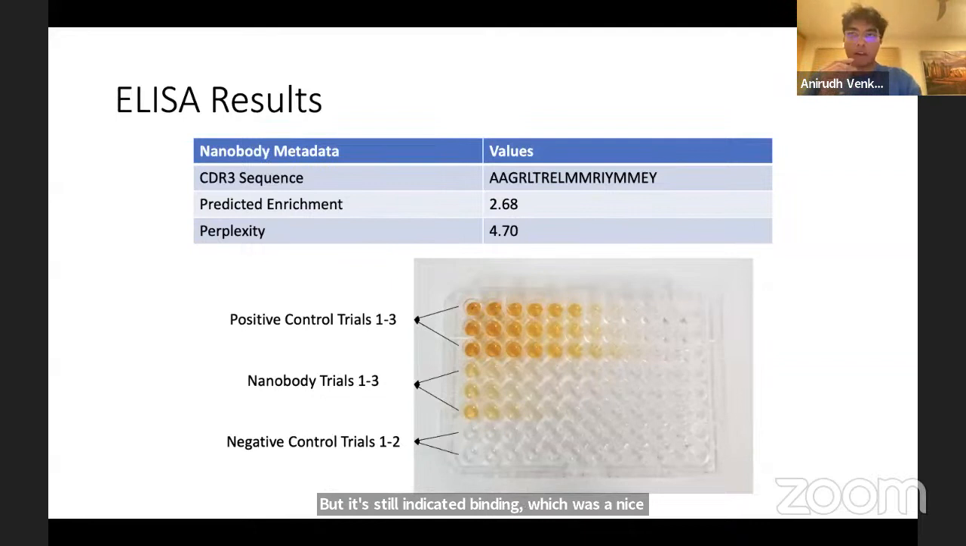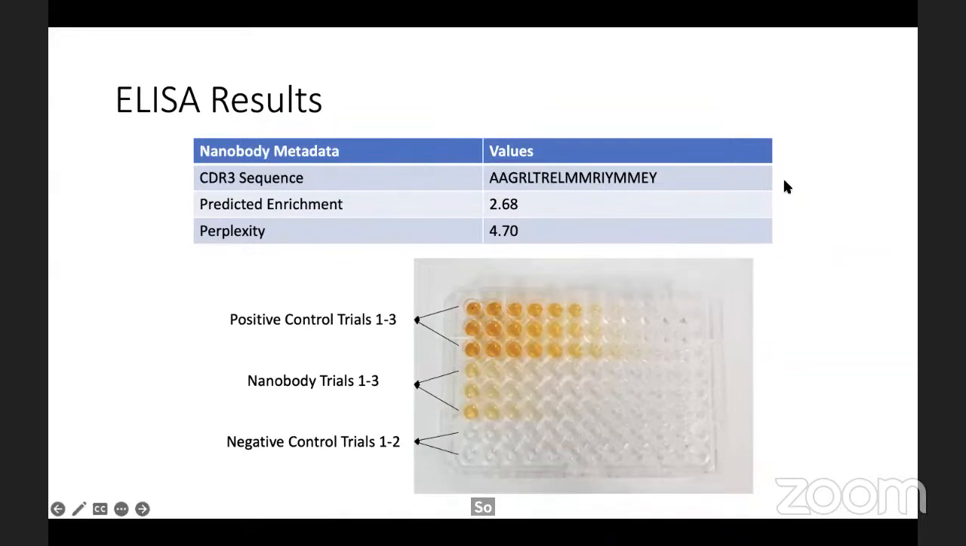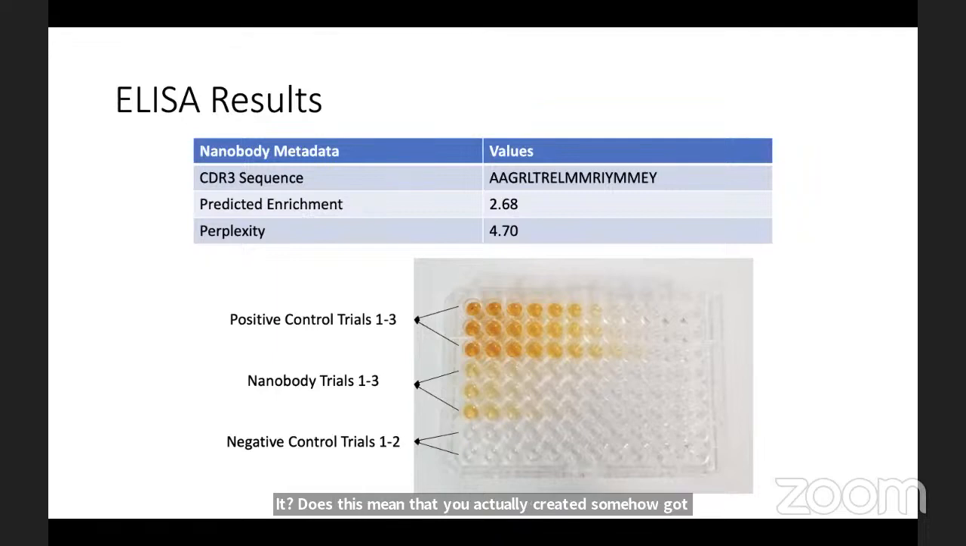And the nice thing about it, sorry, is someone speaking? Yes, I just wanted to clarify for myself here. Does this mean that you actually created, somehow got a hold of the actual biological implementation of these protein sequences, these antibody, what do you call them, amino acid sequences?